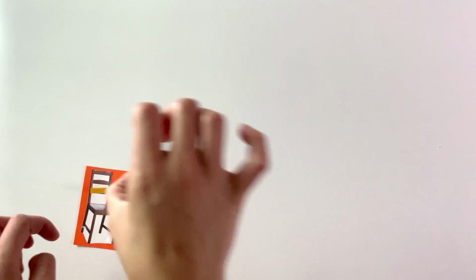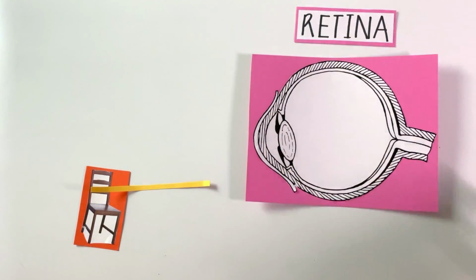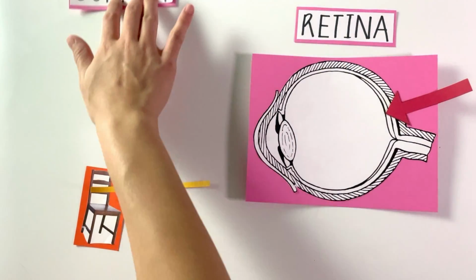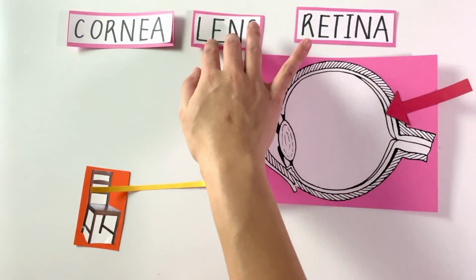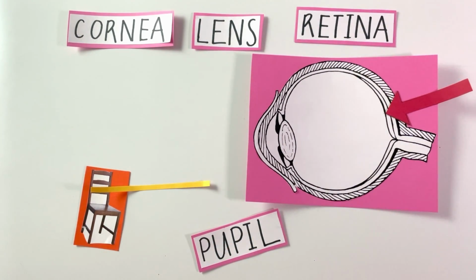To preface, light rays, also called photons, reflect off of objects. As these photons reflect off of the objects, the goal of the eye and the structures within it is to make sure that the light rays are focused on the retina at the back of the eye. To focus the light rays, we have the cornea, the pupil, and the lens.